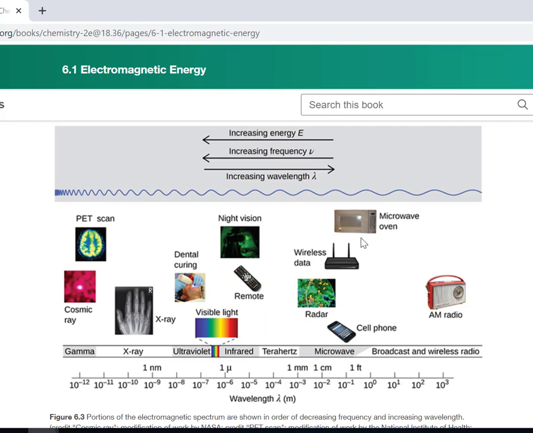And as we move from this, we move into the infrared region. And in that region, we think of things as being what we experience as warm.